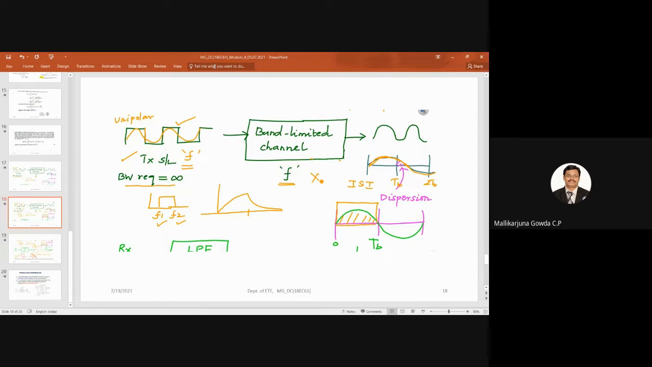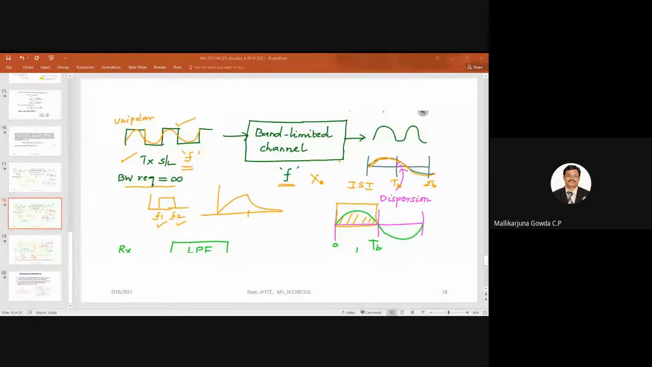Order of the filter. You might have studied at least second order filters in some subject. Yes, sir. Order of the filter. How do we define the order of the filter? Based on what components?